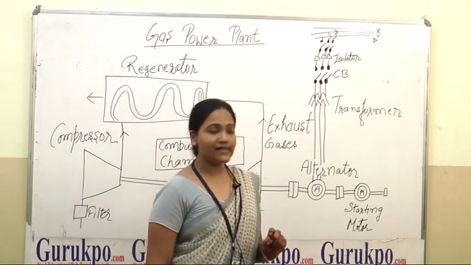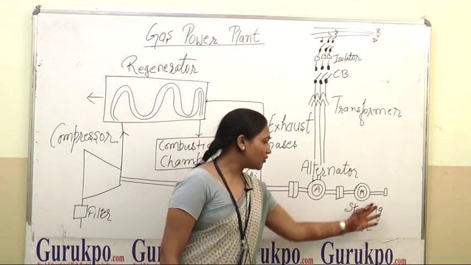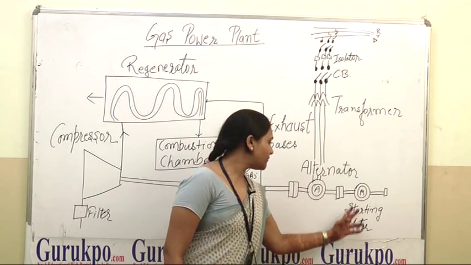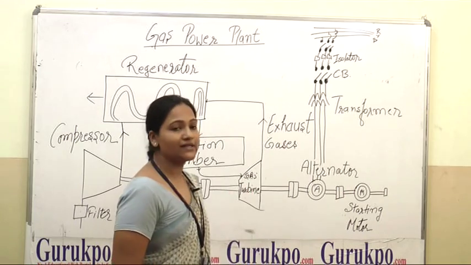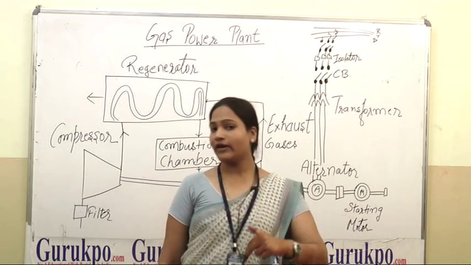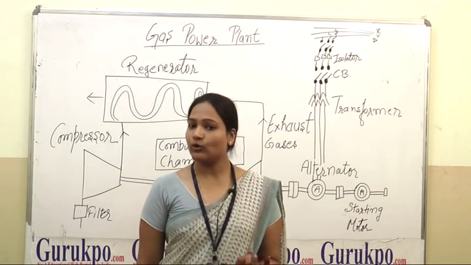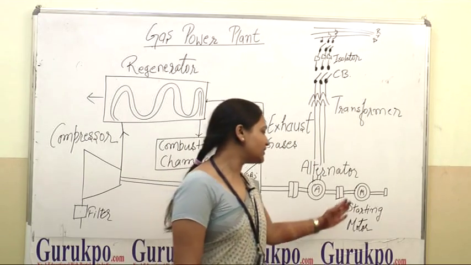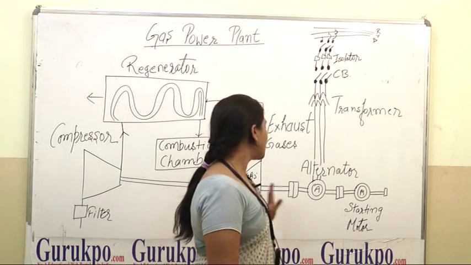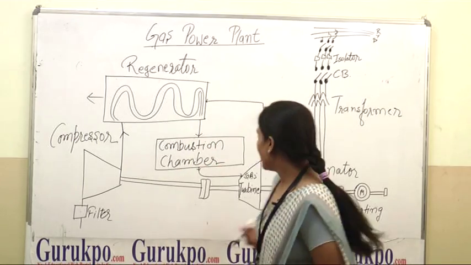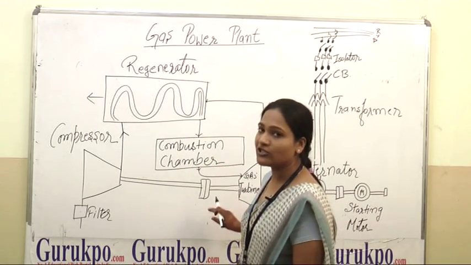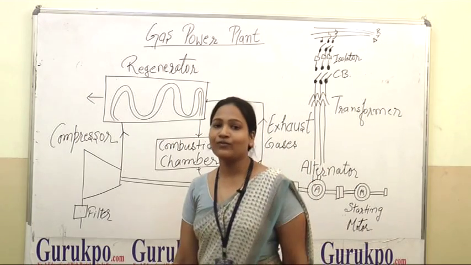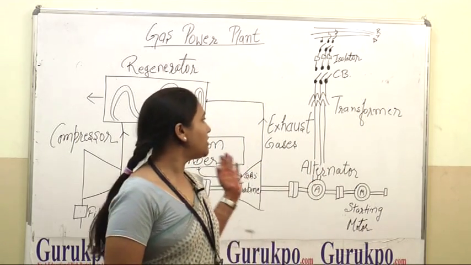This is a starting motor. This starting motor is coupled with the alternator, compressor and gas turbine. The compressor requires its rotary blades to rotate, and this rotation is given through this starting motor. The starting motor is also coupled with the turbine and alternator to give them the rotations required to produce electrical energy. Now this is all about the gas turbine power plant.